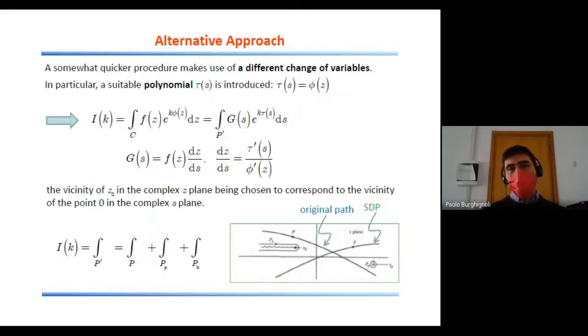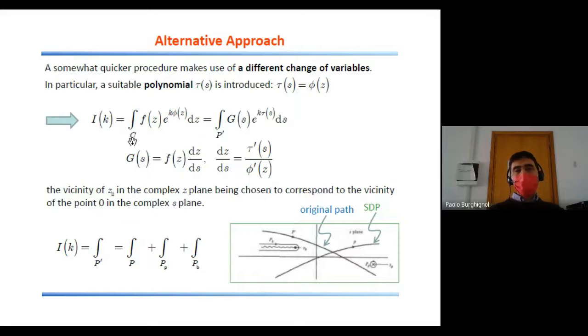There is, however, fortunately, an alternative approach which is somewhat quicker and is probably also more common, at least in the electromagnetic literature, which is based on a different change of variables. In particular, it is based on introducing a suitable polynomial tau of the new variable s, in which the function phi of z is equated to this polynomial in terms of the new variable s, and this determines the actual change of variables, that is the link between the old and new integration variables.